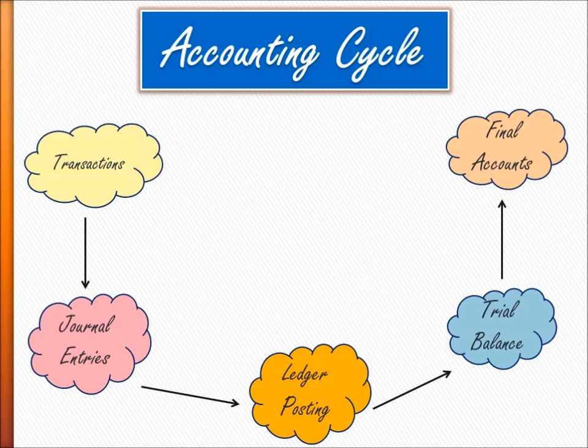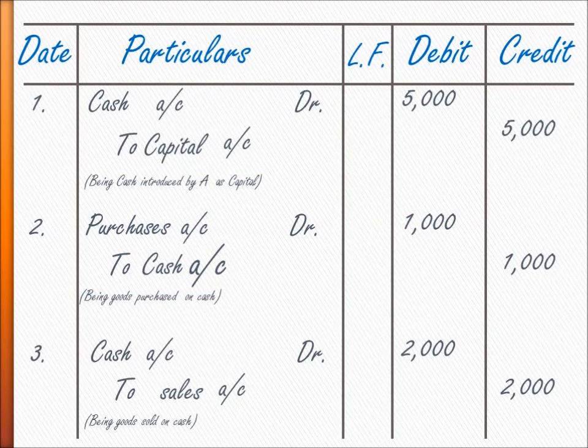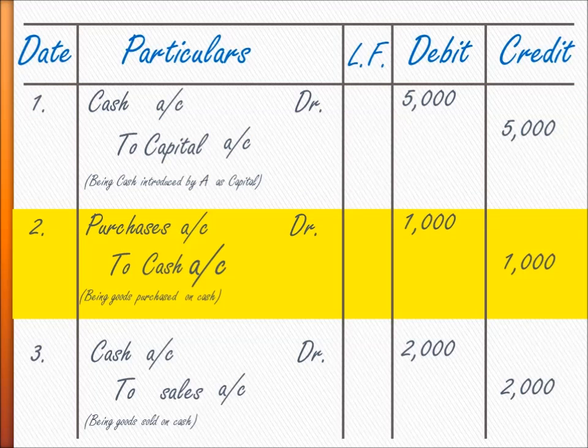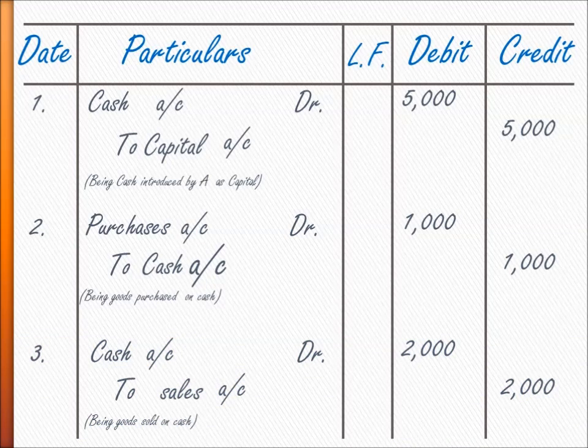Now, we have already learnt journal entries. We are going to start ledger posting. I am going to take the same previous questions for the purpose of ledger posting. In the previous question, the journal entries were made on the basis of transaction. Number 1, cash account debit to capital account 5,000, purchase account debit to cash 1,000 rupees, cash account debit to sales 2,000 rupees. In this practical question, we had made only 3 journal entries.